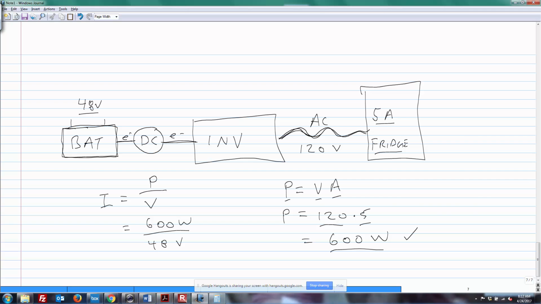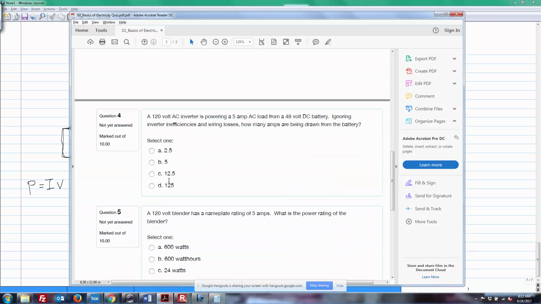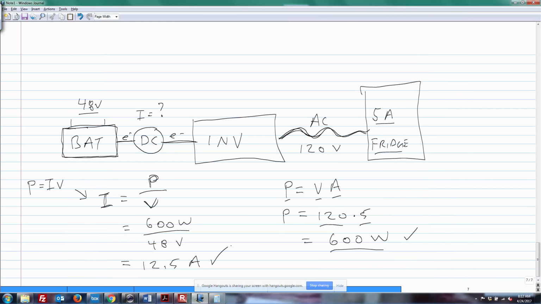Now, if we want to know the current over here, again, we just use our power equation. We know the current equals the power over the voltage, because power equals current times voltage, and we rearrange it. And now we have 600 watts divided by 48 volts equals 12.5 amps, which is right there. Okay.